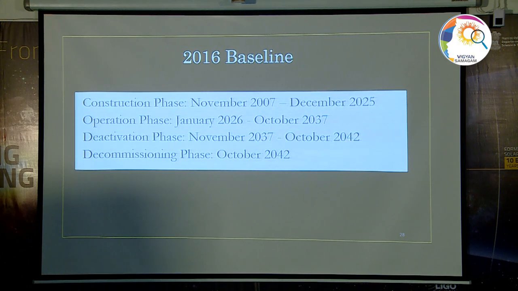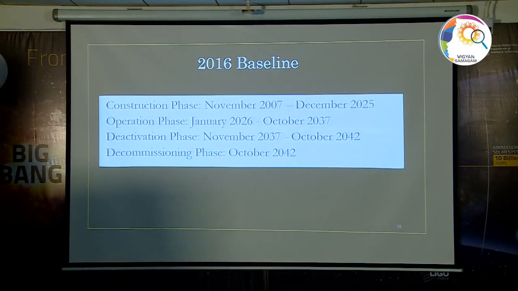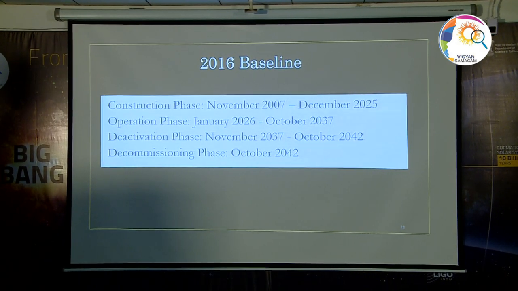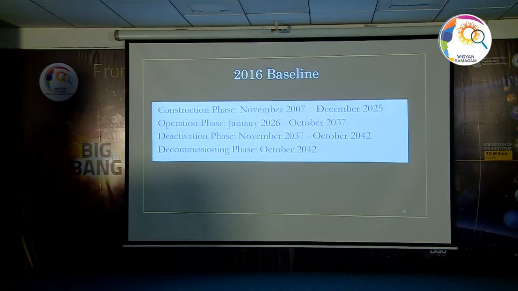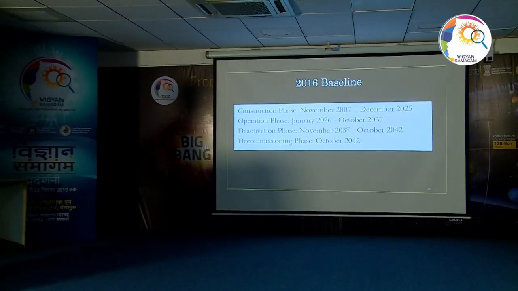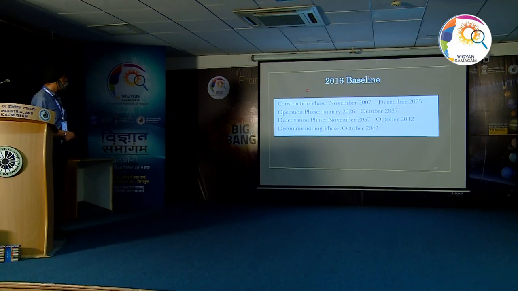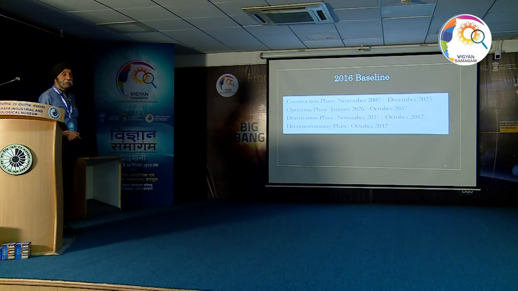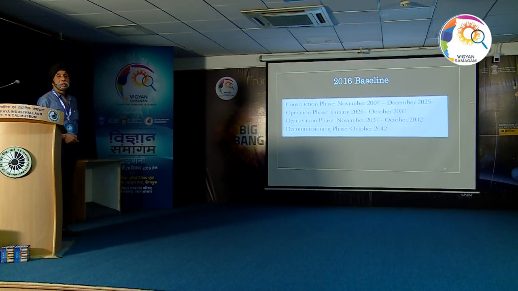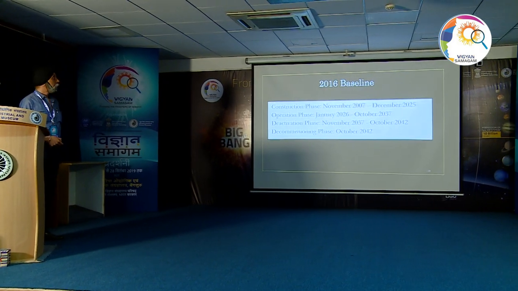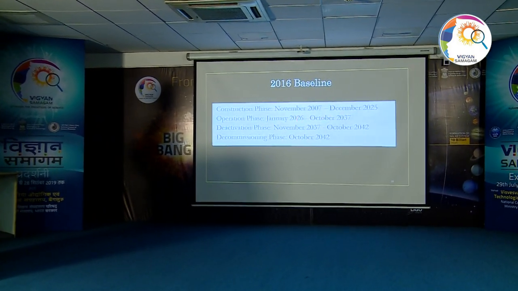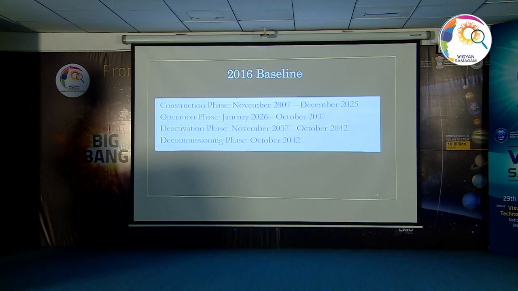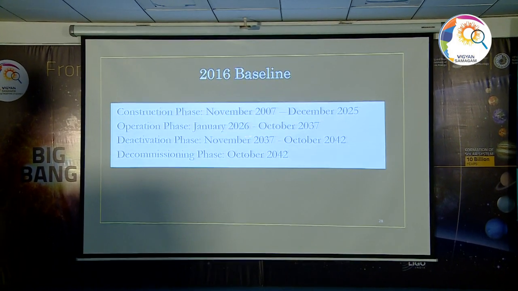Now, in 2016, the entire experimental phase of the machine was decided because of the delays which happened in the earlier days. So the construction phase is supposed to end in 2025. Okay, we are in 19 today. In 25, we will finish construction of the machine and we will start the experiments. So the first plasma experiments inside the machine would start somewhere in December 25 or January 26.